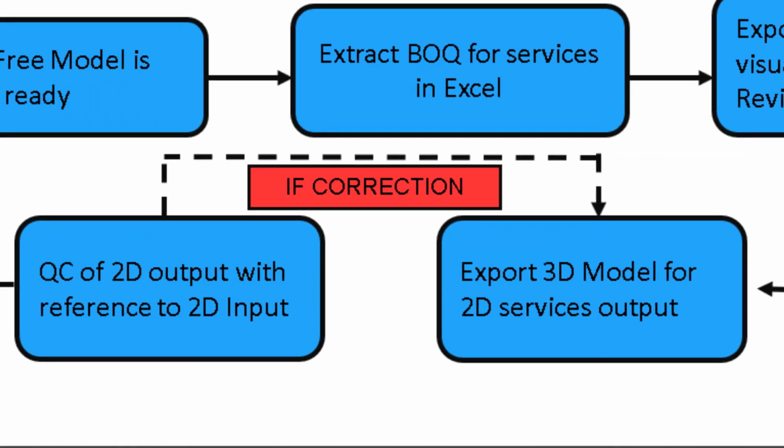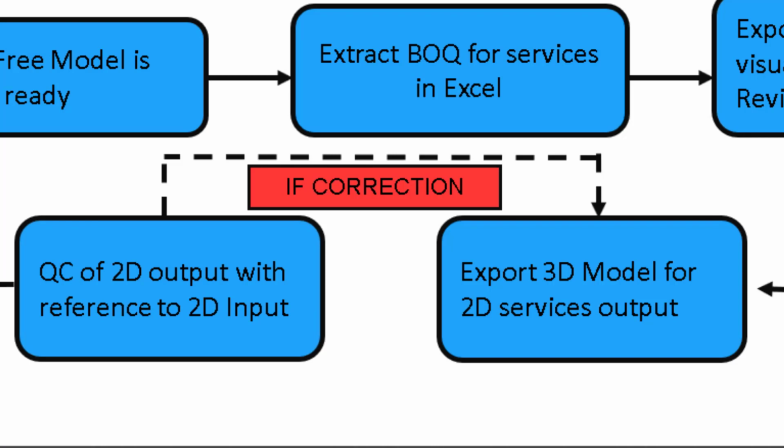If we find any correction in the 3D model itself, then we have to again do the correction, and do the QC of the 2D output with reference to the 2D input. Over here, we do the quality control of what exactly the 2D input we received from the consultants and what exactly the 2D output we are giving to the consultant. So at this point, we identify how much money or how much time we are able to save for the client by giving our services to the client, right?